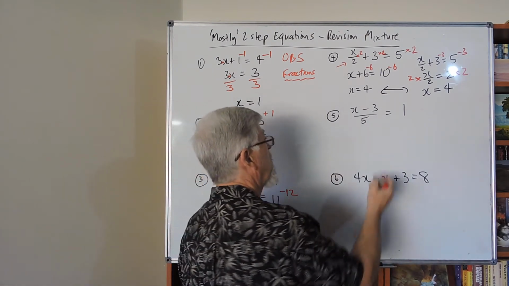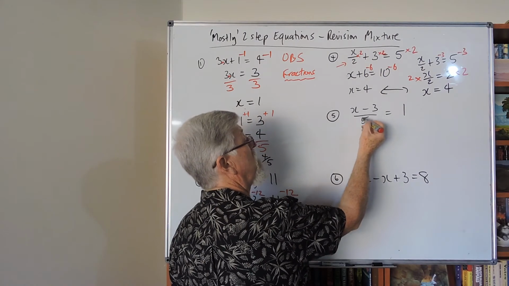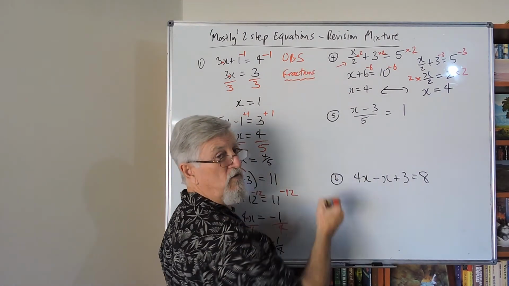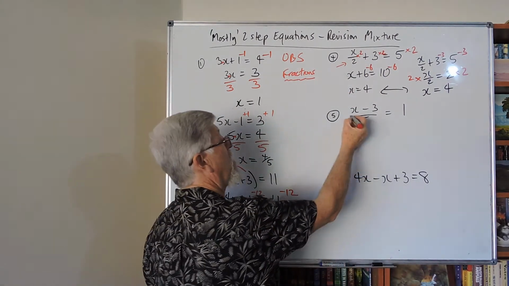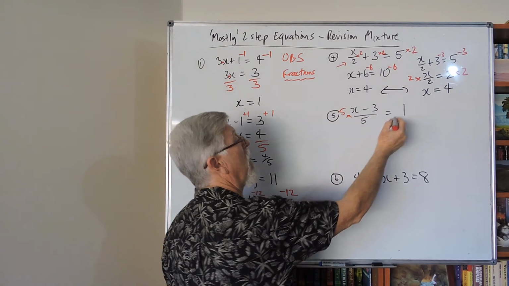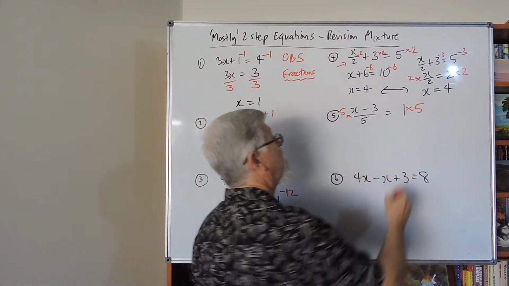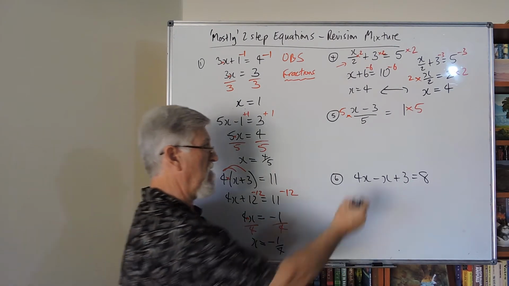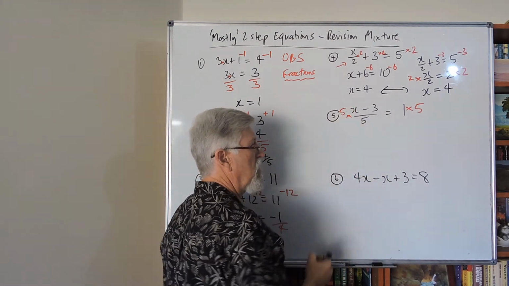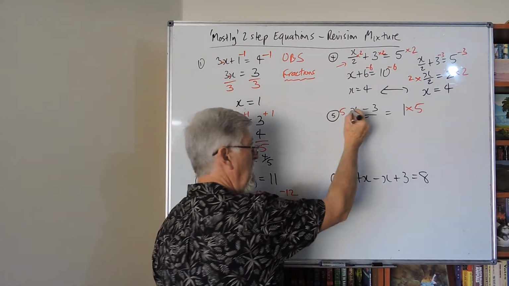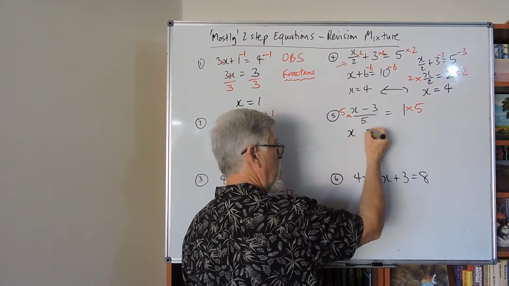So here we go. If I want to get rid of divide by 5, the opposite of divide by 5, I do the opposite to both sides. If I multiply this side by 5, I multiply that side by 5. Let's have a look at what happened. 5 into 5 goes once. So we've got 1 of the x, and we've got 1 of the 3.